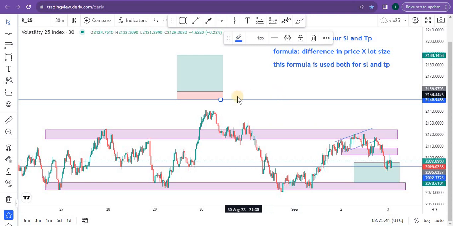You have to understand why it is placing the SL at this particular level. So go and watch that video so you can know a certain area where you can place your SL and TP. Now, another thing I'm going to say before I close this video is this.